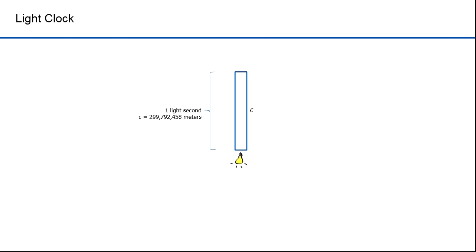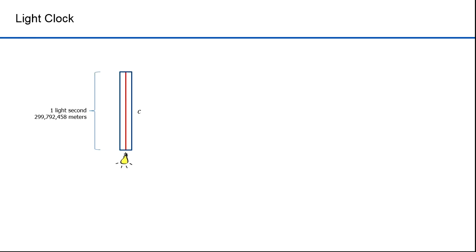Let's quantify this. Let's take our apparatus and flip it so that it's vertical. Here light is emitted from the bottom to the top. The length of the apparatus is 1 light second long. That's 299,792,458 meters in length, denoted by the letter c. When we turn on the light, it will take 1 second for the beam to reach the top. That's 1 second for light to travel 1 light second of distance. Let's call this a light clock.